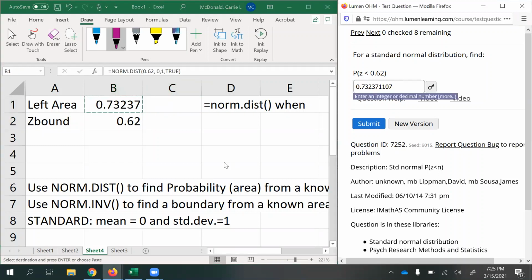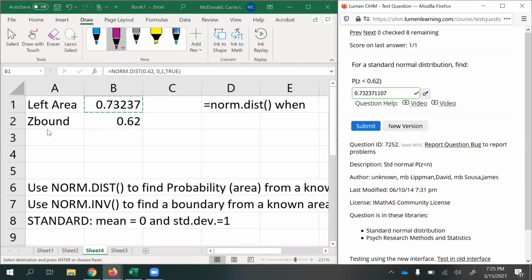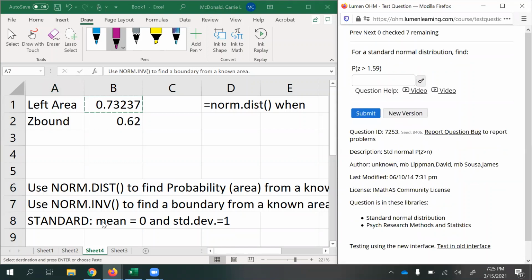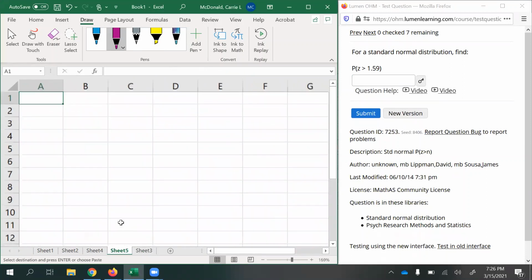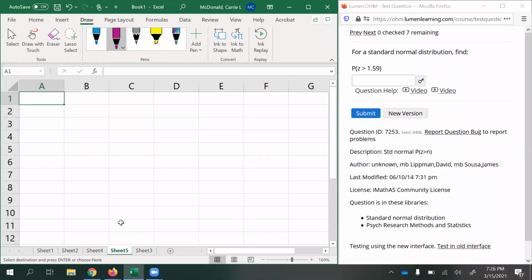Now it's important to note that I said left area. I made a point to note that this was a left area because that's what NORM.DIST and NORM.INV understand. They understand left-hand setups. So whatever your question is, if it's not already, this one happened to already be left-handed, but some of them are not, like this one. This one is for a greater than, right? So now how do we change the way we approach this problem, seeing that we now want to find a right area.